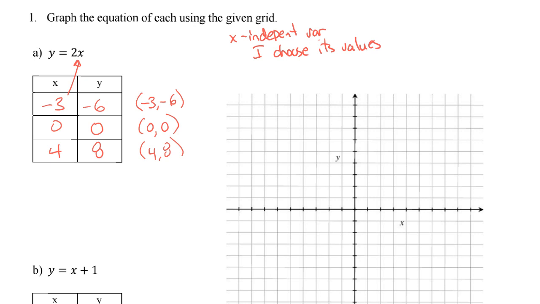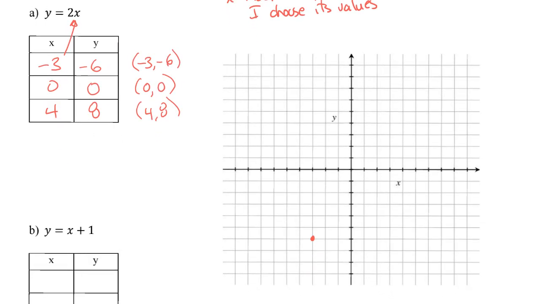On the graph here, -3, -6 would be starting from the origin, 3 to the left, and then 6 down. 1, 2, 3, 4, 5, 6. Right there. I might want to move that up just a tad. 0, 0 is the origin. And then the point 4, 8. So I go 4 in the positive direction on the x-axis, 1, 2, 3, 4, and then up 8, 1, 2, 3, 4, 5, 6, 7, 8.